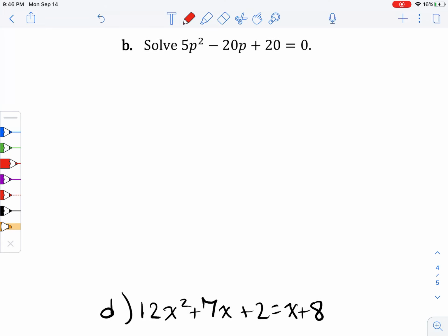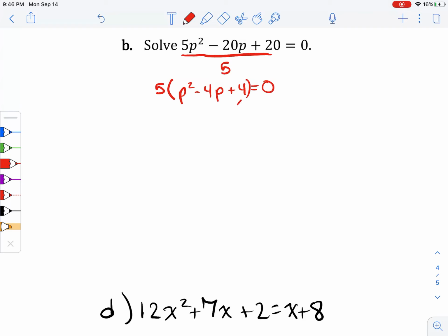Looking at part B, before I even begin, notice that I can factor out 5 from all of these. So I'm going to go ahead and divide 5 out. That's factoring out a monomial before you even start. So then I have p squared minus 4p plus 4 equals 0. And by doing it this way, I don't even have to factor by grouping now.